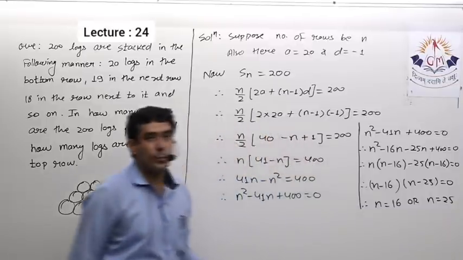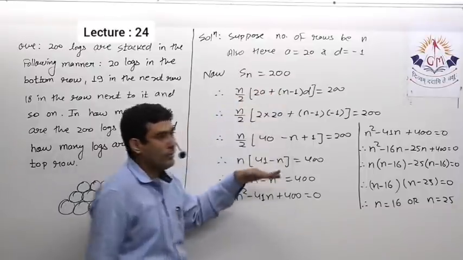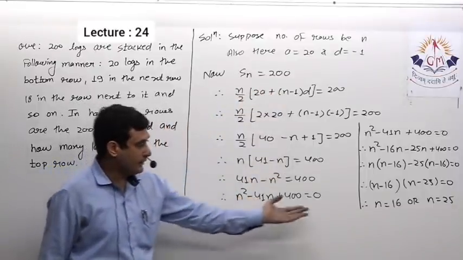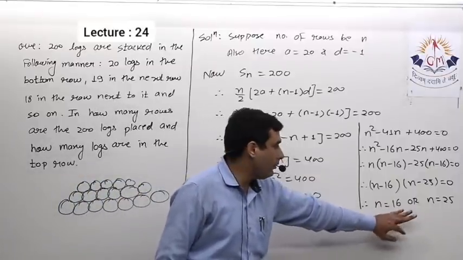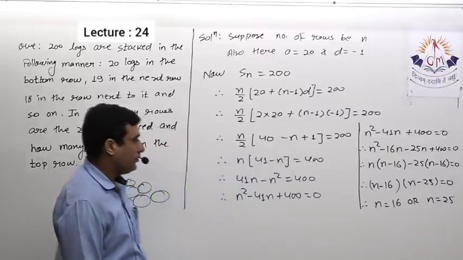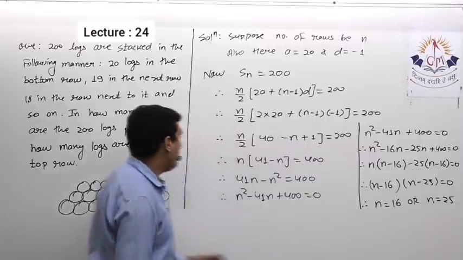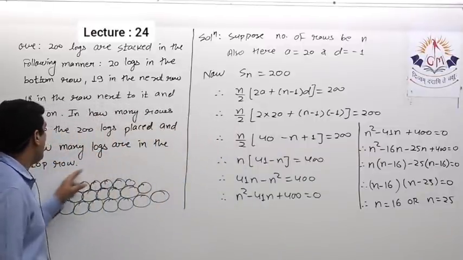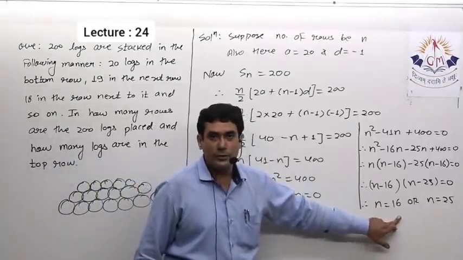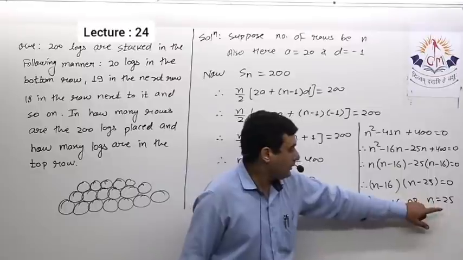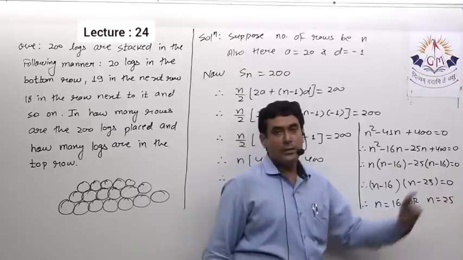Now n represents over here the number of rows. Okay, so the number of rows will be either 16 or 25. Both cannot be the number of rows. So now we have to decide whether it is 16 or 25, as well as answer one more question: how many logs are in the top row. If there are 16 rows, then the 16th row will be the top row, or if I assume that there are 25 rows, then the 25th row will be the last row.